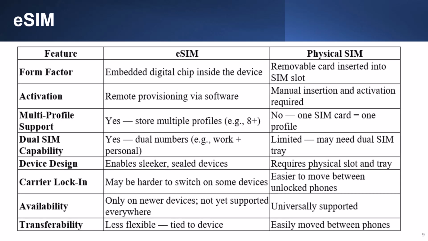Here's a table comparing the eSIM with the physical SIM. The eSIM is embedded within the device, while the physical SIM is inserted into a SIM slot. Different from a physical SIM, eSIMs can store multiple profiles and have dual numbers. Since an eSIM is tied to a device, it is harder to switch on some devices, while it's easier to move a physical SIM on unlocked phones.